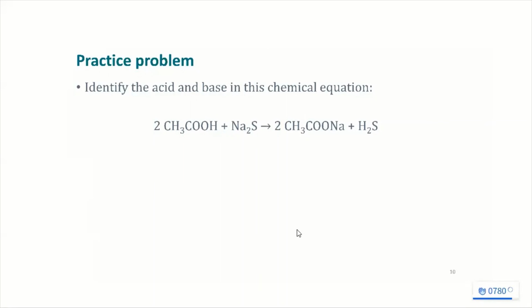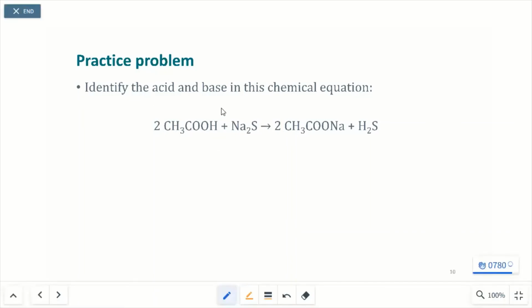All right, let's close today looking at this practice problem, and then I'm going to get your feedback one more time before we close up shop on today. Let's identify the acid and the base in this chemical equation.